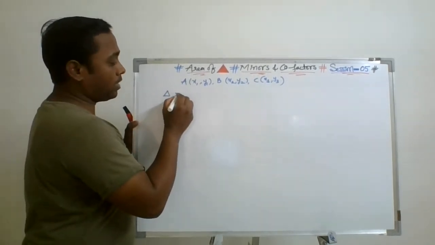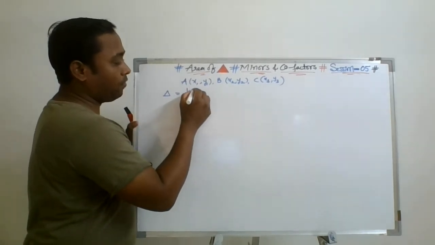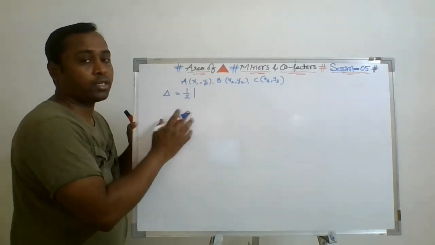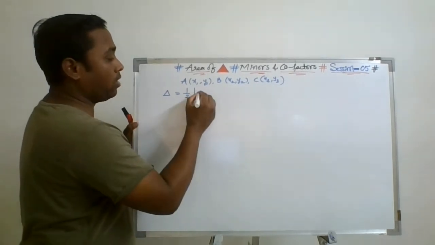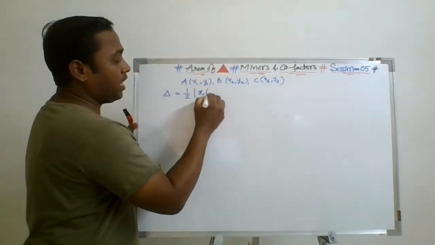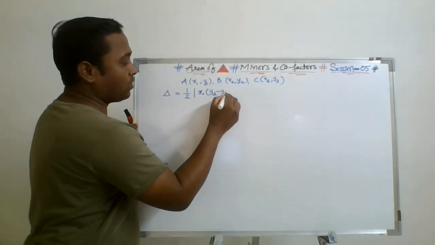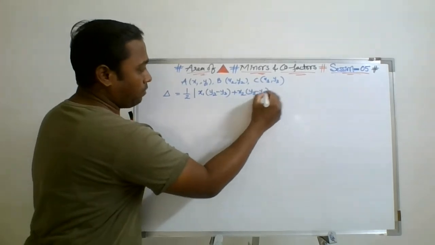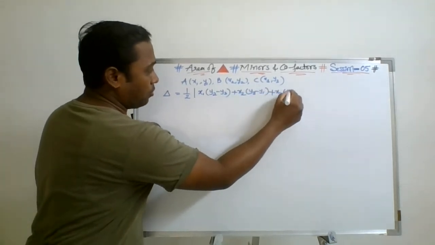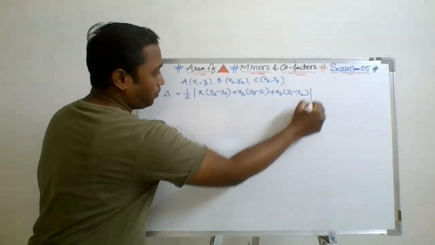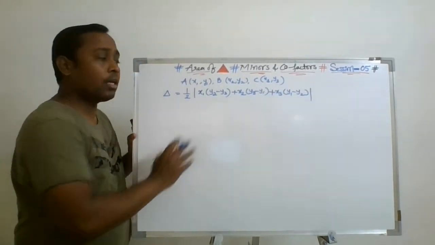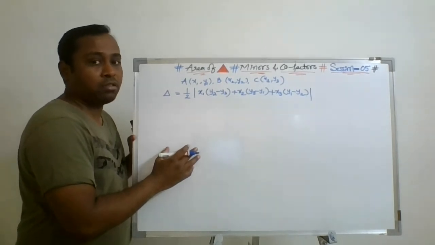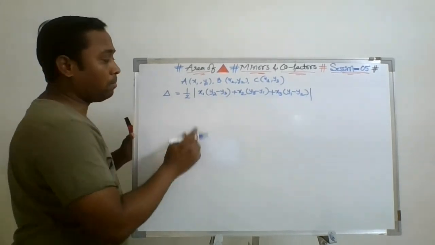So this delta is equal to half of modulus, because we are dealing with the area of a triangle, it can never be negative, that's why we are taking the modulus symbol. The regular formula we were using is x1 into (y2 minus y3) plus x2 into (y3 minus y1) plus x3 into (y1 minus y2). This formula can also be determined by using the determinant of a 3 by 3 matrix.